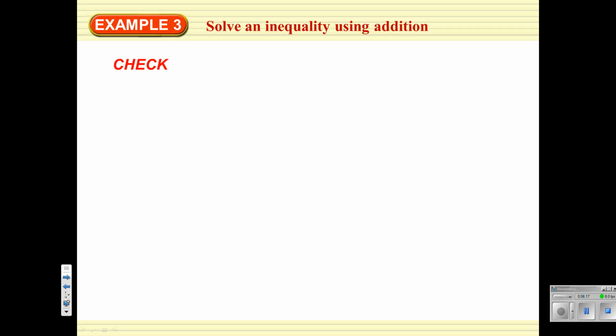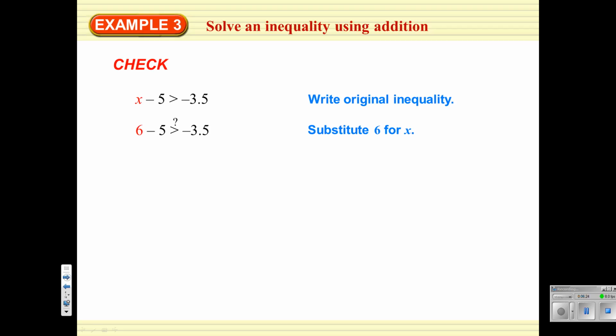Okay, here's the check. They're going to pick a number and actually substitute it in. So we're going to pick 6, which is in our solution set. 6 minus 5 is 1, and 1 is greater than negative 3.5. You should always go back to the original inequality to check. You should absolutely do that, so I'm glad they did. That's what you should go back to and check to make sure you've graphed it correctly. Always go back to the original inequality.